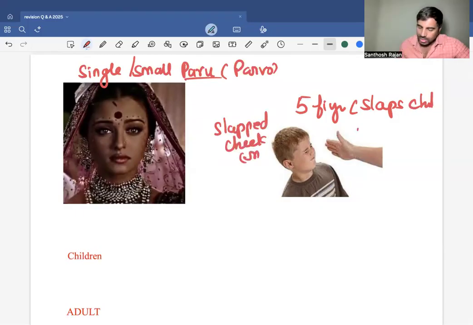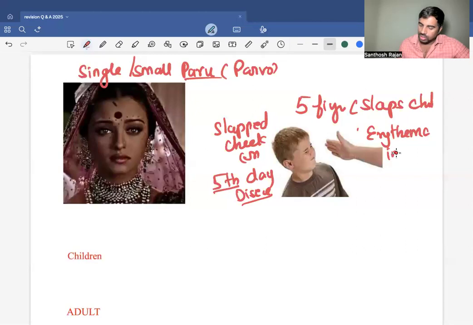Or we call it fifth disease. All are the same. The slapped cheek appearance is otherwise also called erythema infectiosum. Erythema infectiosum. Very important. And we already spoke about this. So five-finger slap cheek, fifth disease.